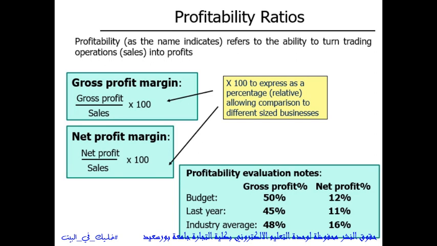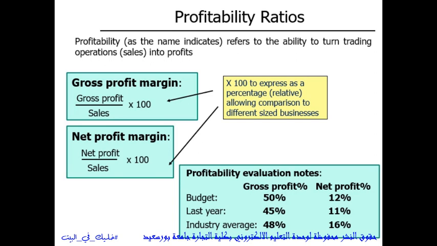In each exercise, he will give you some notes for each ratio. For example, here in this box, he gave you profitability evaluation notes. Budget. What is the meaning of budget? This means the expected gross profit in the next year, how much it will be. So in the budget, gross profit will be equal to 50%, and the net profit will be equal to 12%.